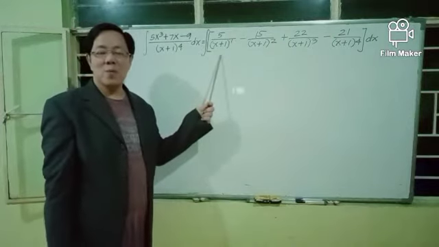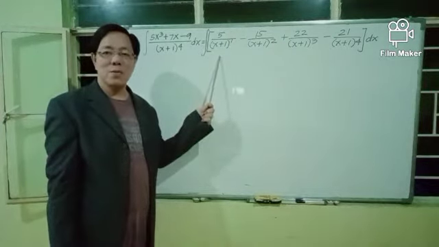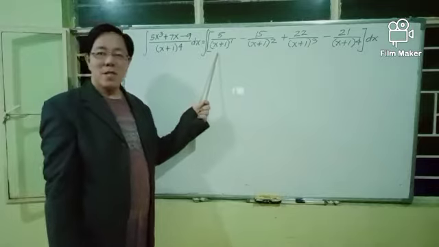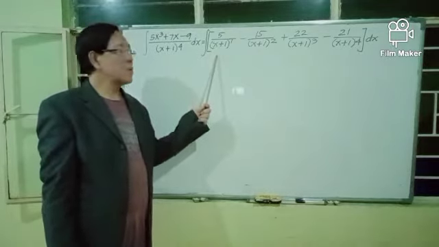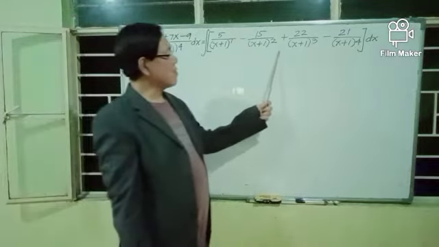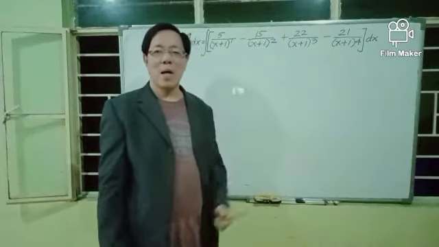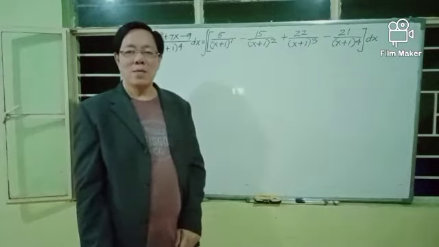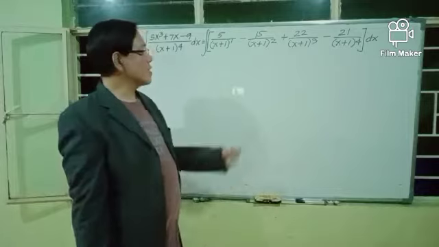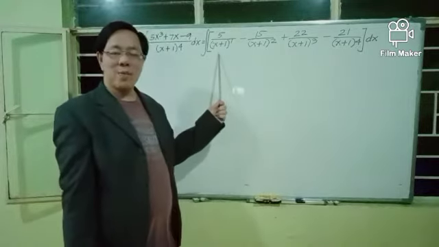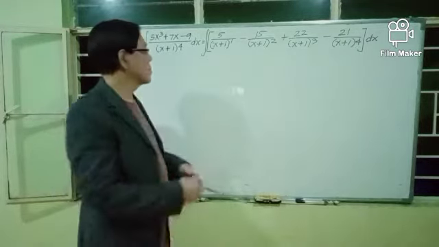For the first term, we apply the integration rule for du over u, which is ln of u. For the second, the third, and the last term, we apply the power rule. And to apply the power rule, we let x plus 1 be equal to u.